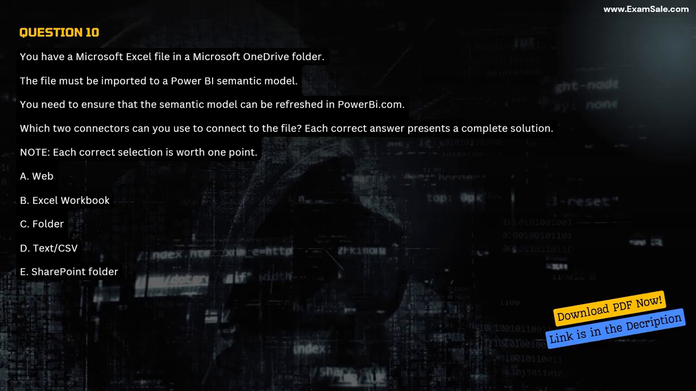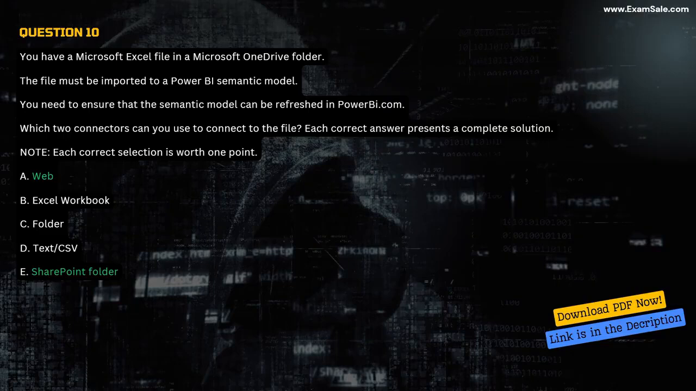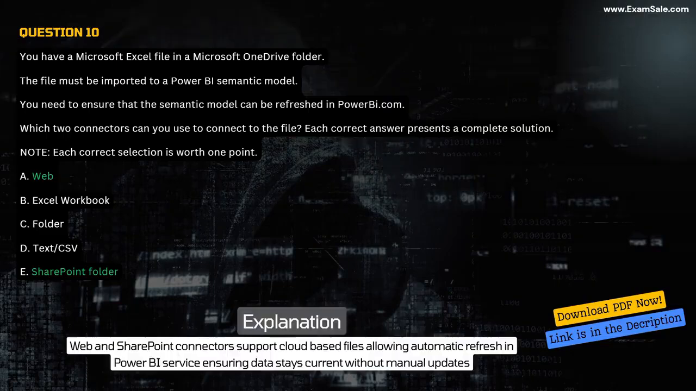A. Web. B. Excel Workbook. C. Folder. D. Text/CSV. E. SharePoint folder. Correct answer A and E. Web. SharePoint folder. Explanation. Web and SharePoint connectors support cloud-based files, allowing automatic refresh in Power BI service, ensuring data stays current without manual updates.